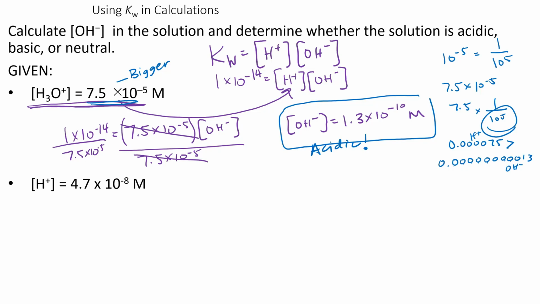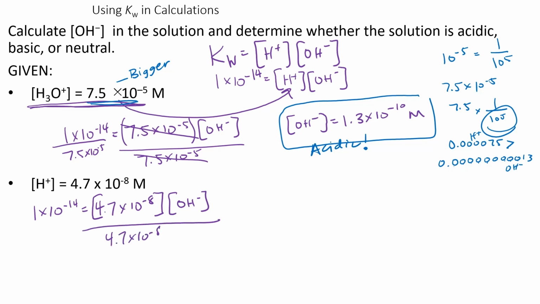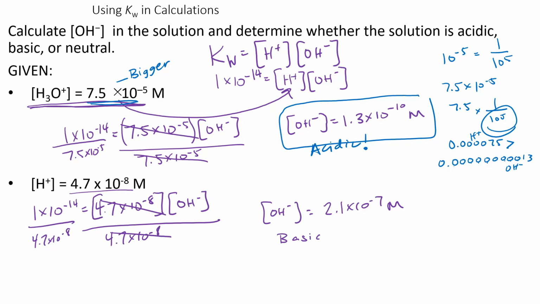All right, and then we've got an H plus equal to 4.7 times 10 to the negative 8th. So I'm going to plug that in and solve for OH minus, and my answer ends up being 2.1 times 10 to the negative 7. So by just a little bit, hydroxide is greater than the hydrogen, and so this would be slightly basic.